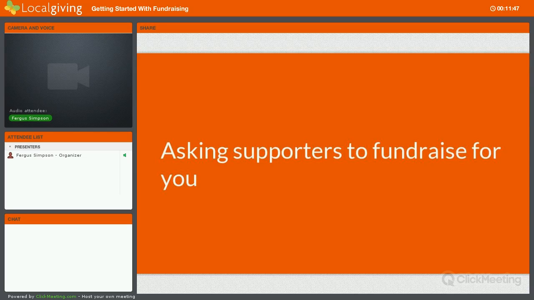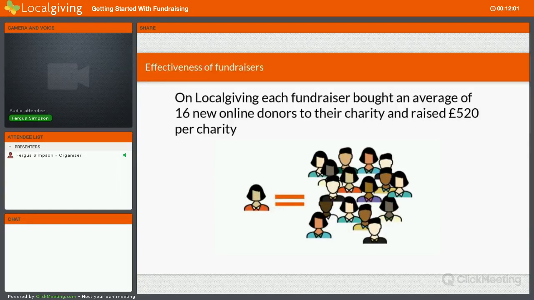So when asking your supporters to fundraise for you, this is a really crucial thing for small charities specifically. Getting someone who's able to fundraise for you will really cut down on the time and the admin that you need. On Local Giving, we found that each fundraiser brought an average of 6 new donors to the charity and raised £520.